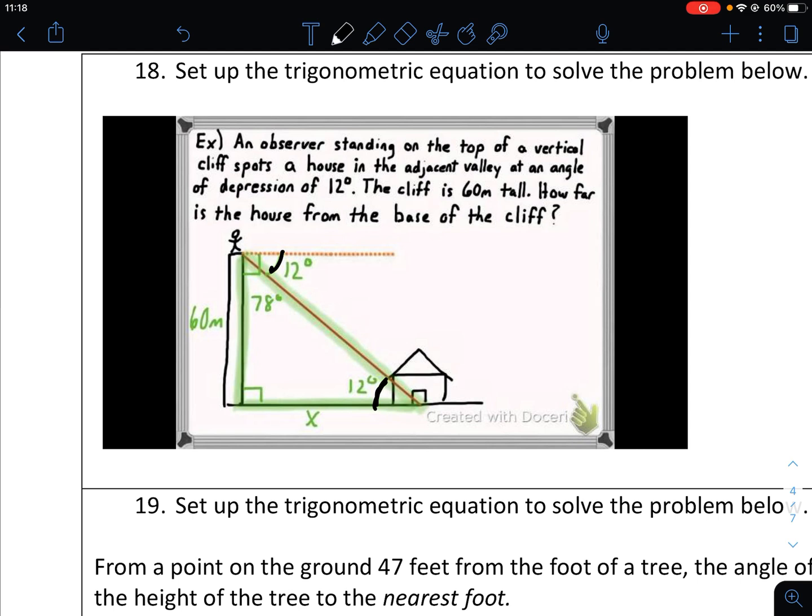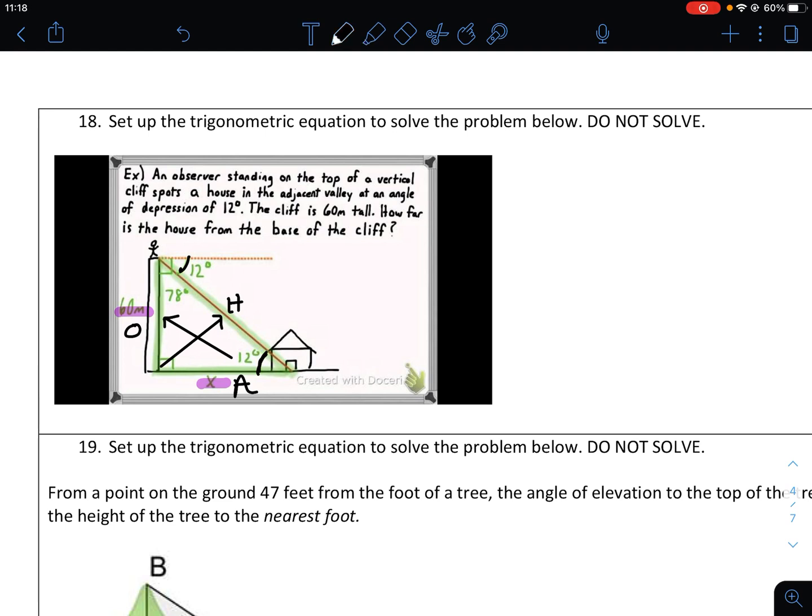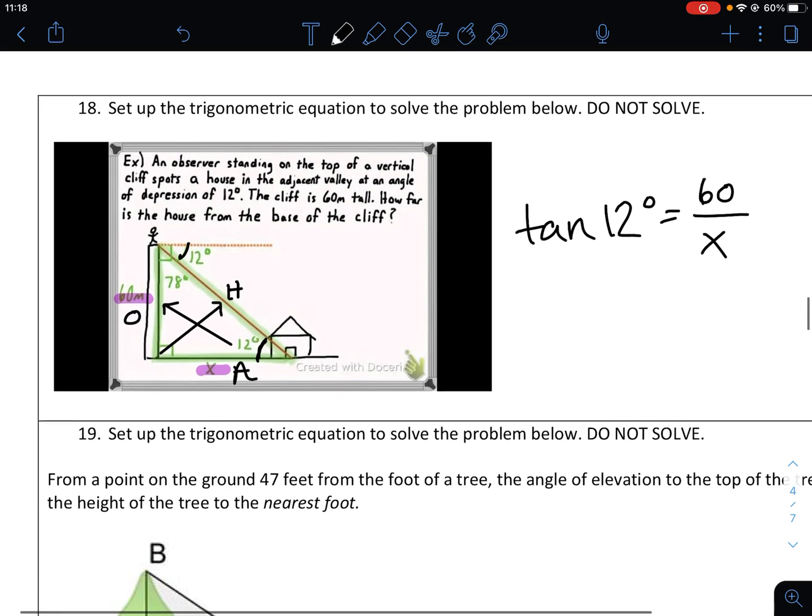So we're going to label this just like we do all the other triangles. The fact that it's a word problem and that there's a picture to go along with it doesn't change anything. We still want to figure out what our given information was. We've got an opposite and an adjacent. So we'll set up our trig function using tangent. Tangent of 12 degrees equals opposite 60 over adjacent x. And that's how we would solve for that variable.